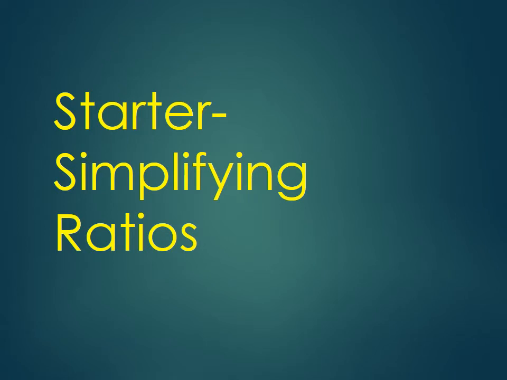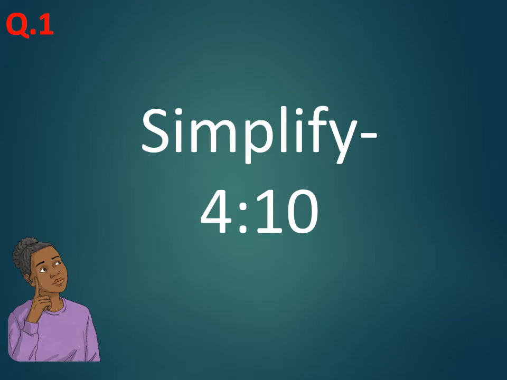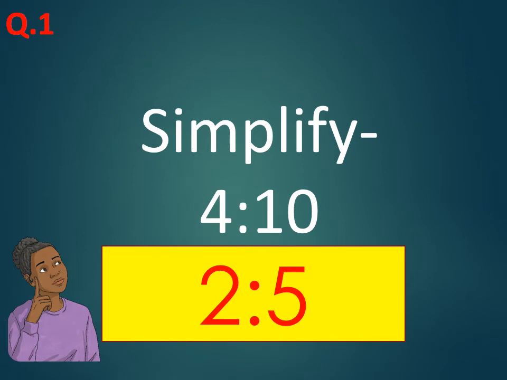Now it's your turn to simplify ratios. Question number 1. Simplify the ratio 4 to 10. Who will answer this question? How will we solve it? Yes. Find the highest common factor between 4 and 10. What is it? Yes, it's 2. So we will divide both sides by 2. So 4 divided by 2 is 2. 10 divided by 2 is 5. So what is the answer? Yes, 2 to 5. Excellent.